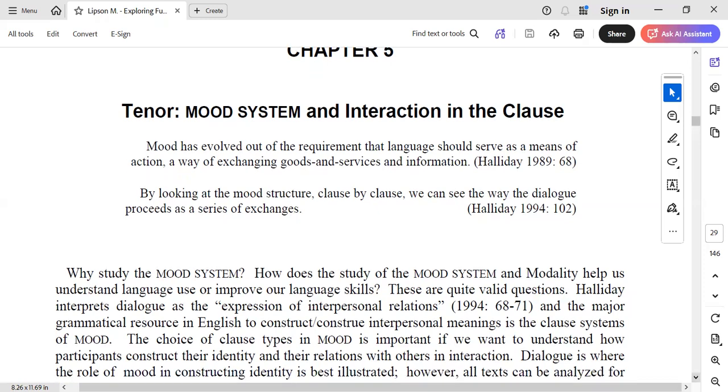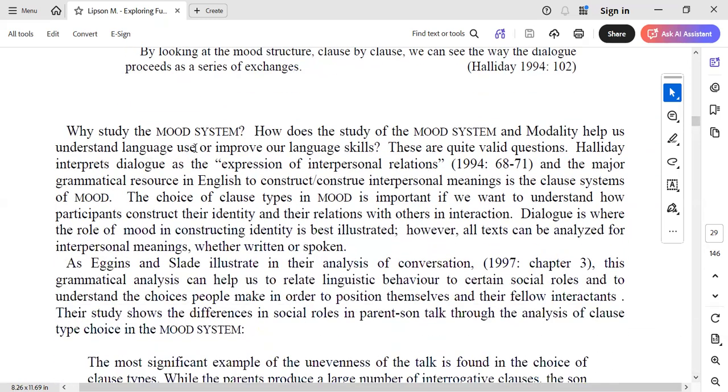Now let's have a look at this. What is it all about? Why study the mood system? How does the study of mood system and modality help us understand language use or improve our language skills? These are quite valid questions. Halliday interprets dialogues as the expression of interpersonal relationship. So, of course, human beings are usually engaged in dialogues, right? So they exchange their views. And the major grammatical resource in English to construe interpersonal meaning is the clause system of mood.